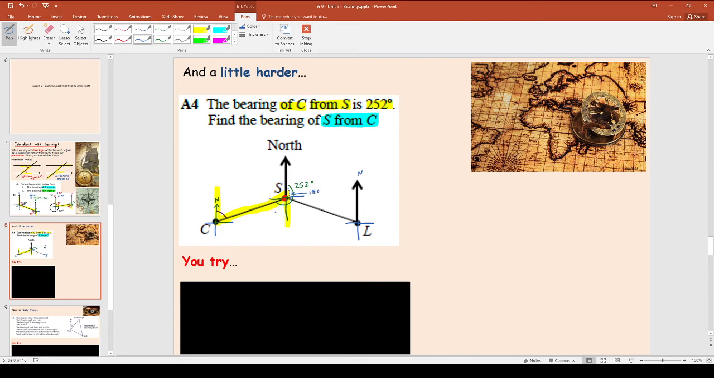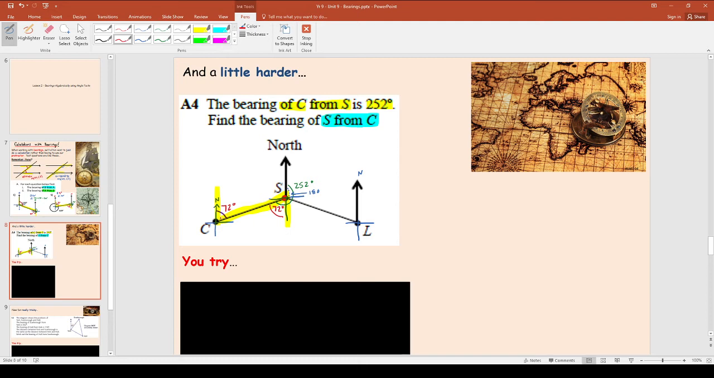well, then this bit here that's underneath is just going to be 252 take away 180, which is going to be 72 degrees. So that means that this is 72 degrees. Now, what on earth do we do with that then? Well, that's it. It's a zangle, right? That means this is 72 degrees because of alternate angles.